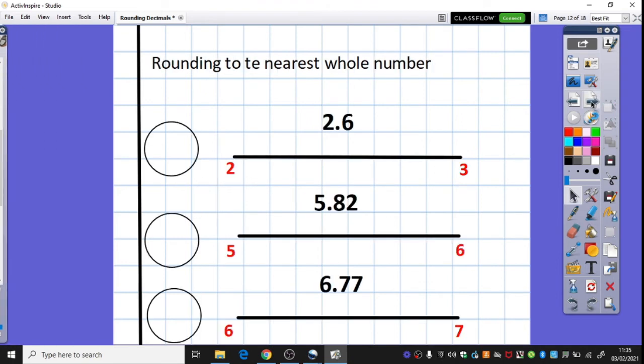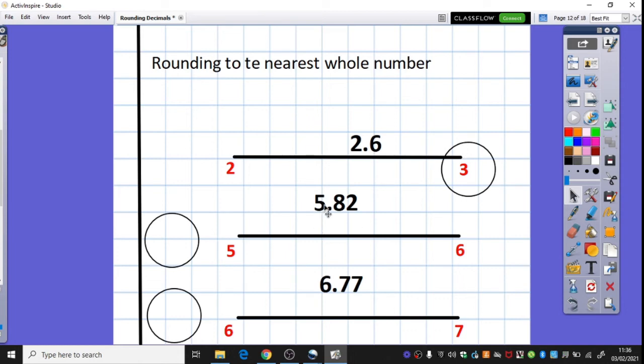Here's some more examples then. Rounding these numbers to the nearest whole number. We've got 2.6. Our whole number before is 2, our whole number after is 3. If I think about halfway being 2.5, 2.6 I place about here. Thinking about our rule, we can look to the column to our right, that's 6. Remember we said 5 or above we round up high.